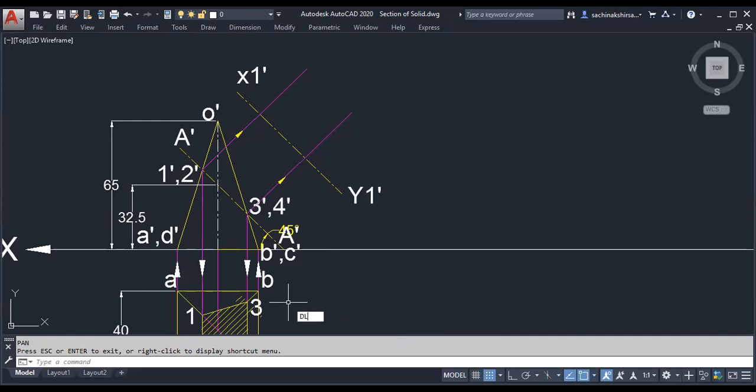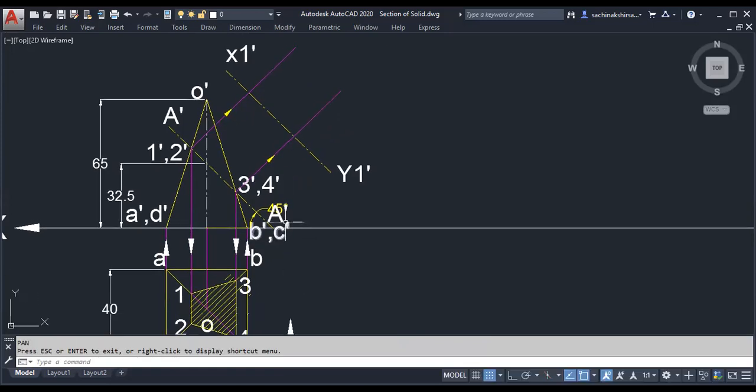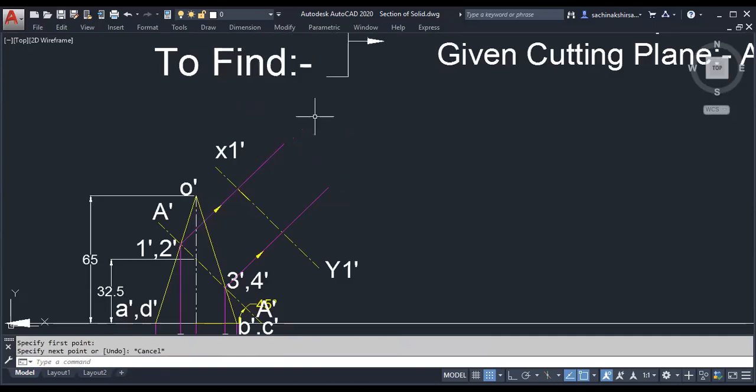So the distance of point 1 you have to take. In my case it is 33. So I will mark the point here at 33. I have to extend this a little, maybe up to this. Like this I have to extend. Now from here I have to mark point 1 by taking that distance.